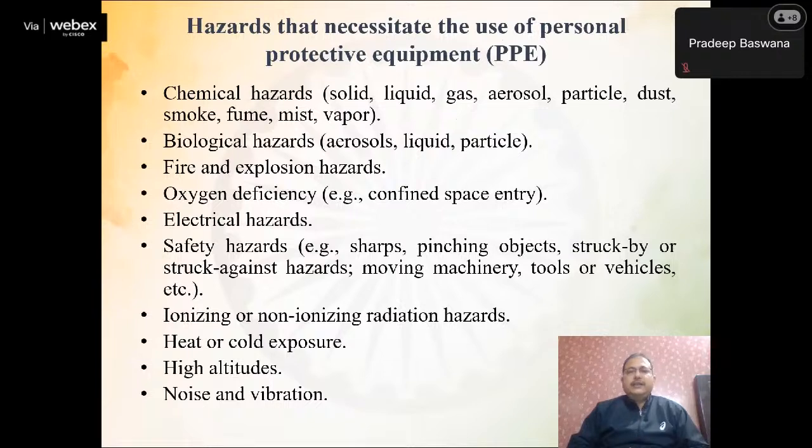You can very easily see in this PPT that there are certain hazards that require the use of PPE at site. Hazards could be chemical hazards: solid, liquid, gas, aerosol, particle, dust, smoke, fume, mist, vapor, which we already discussed in the earlier lectures. Biological hazards may be aerosols, liquid particles; fire and explosion hazards; oxygen deficiency, for example in confined space entry. Electrical hazards, and safety hazards like sharps, pinching objects, struck-by or struck-against hazards, moving machinery, tools or vehicles. Ionizing and non-ionizing radiation hazards, heat or cold exposure, high altitudes, noise and vibration. So you can see multiple types of hazards when we have to use the PPE.